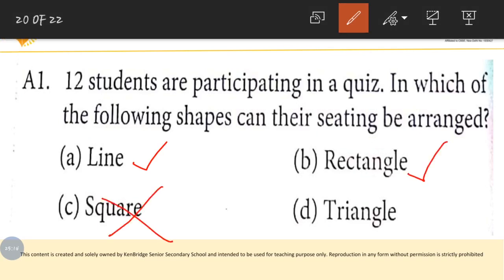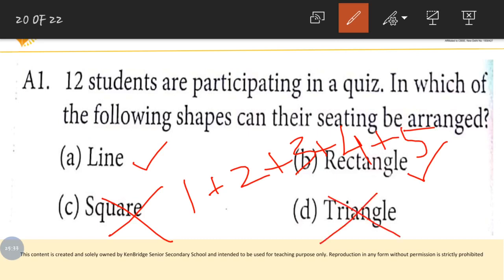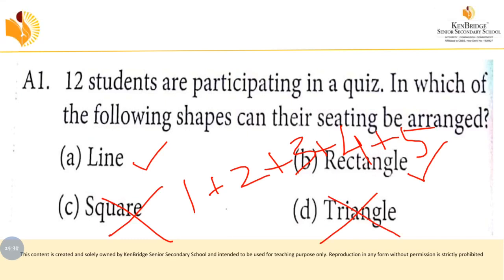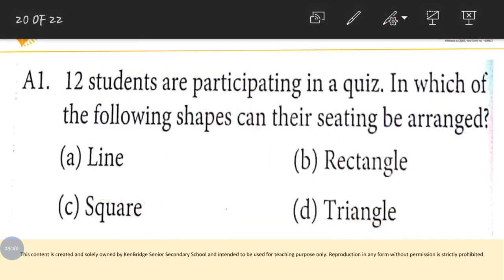Then triangle. What is the condition for a triangle? We have to add, right? 1 plus 2 is 3. Next number, 3 plus 3 is 6. Next number, 6 plus 4 is 10. Next number, 10 plus 5 is 15. So the total will be 15. It is not equal to 12. So definitely triangle is also not possible. So the only possible ways are line and rectangle. Okay. So line and rectangle will be the answer.